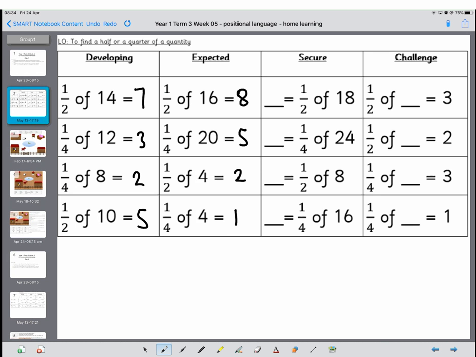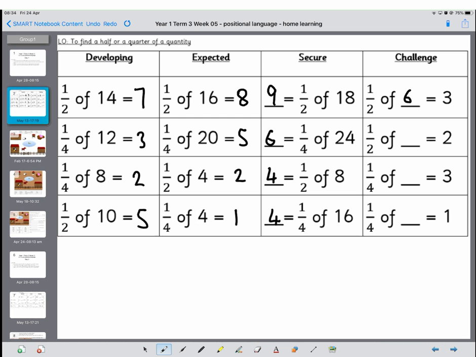And now turning it around, but it doesn't matter, we know that by now, so that's going to be a half of 18 is 9. A quarter of 24 is 6, so that's 6 plus 6 plus 6 plus 6. Half of 8 is 4, and a quarter of 16 is 4 as well. So half of what makes 3? Well, we need to put 3 in each section, so that's 6.